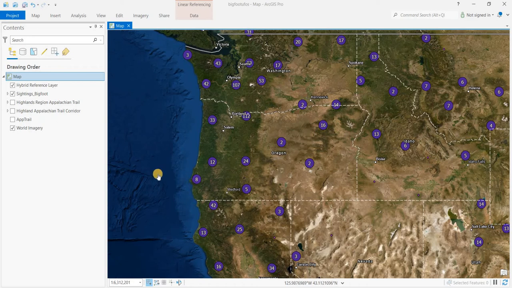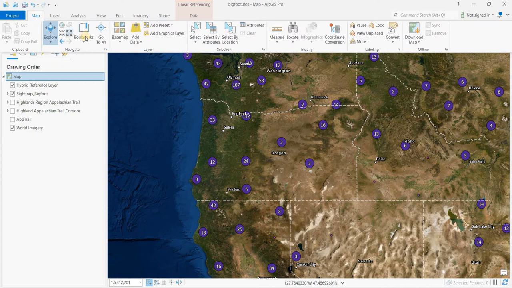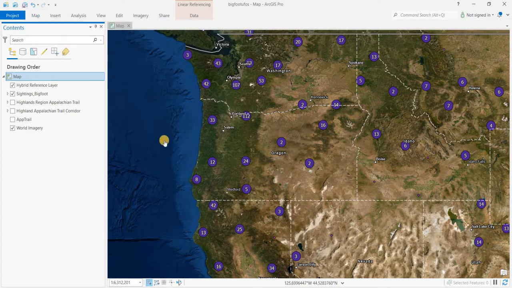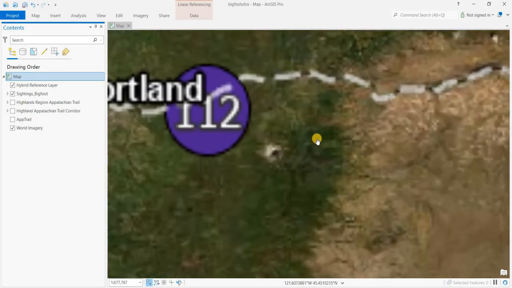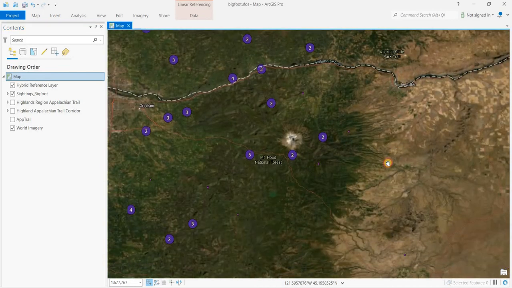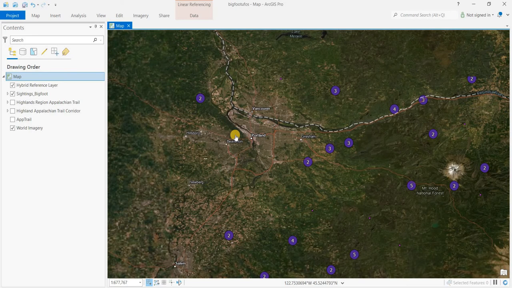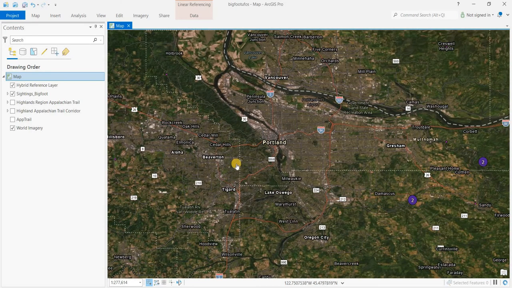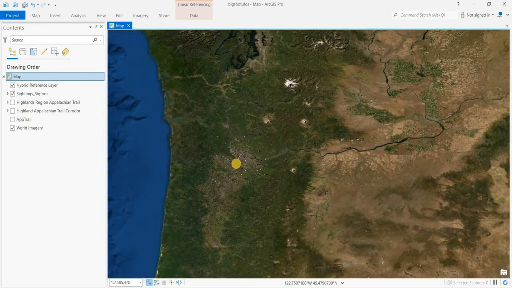So what we have right now is the world imagery with the labels. Basically, we have the world imagery hybrid. The hybrid has a combination of the imagery with a reference layer, in this case showing state boundaries, the labels, and some cities. And as you zoom in, you get more detail on the imagery, as well as more details on some line work showing roads and some municipal, state, and county boundaries.